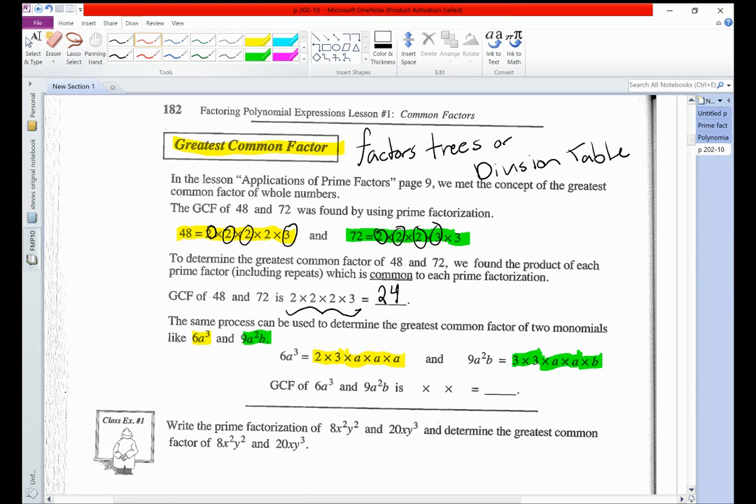Well, it looks like they both have a 3 term, which is awesome. They both have 2a terms. So the greatest common factor is 3 multiplied by a squared, which is 3a squared. So that's the greatest common factor of 6a to the power of 3 and 9a squared b.